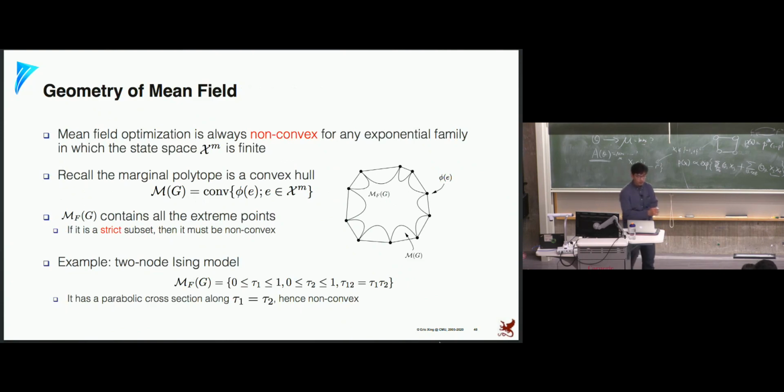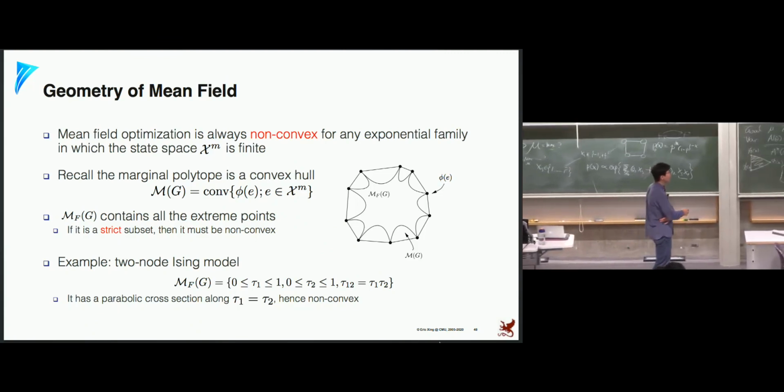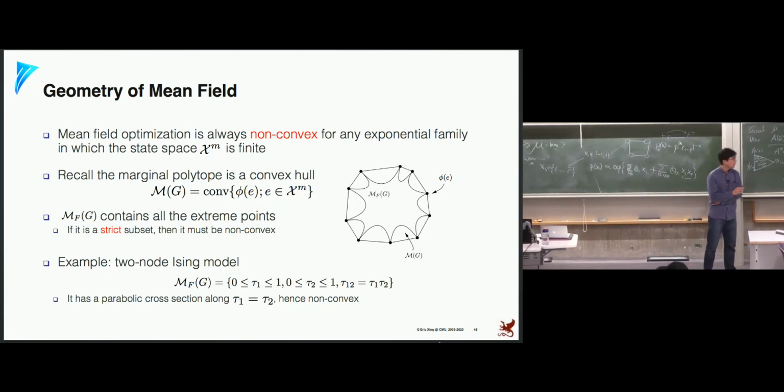As I said, the geometry of mean field is just an inner approximation. It preserves all the extreme points, because you can always realize the extreme points by realizing a distribution with only one indicator and all the others 0. You can also prove that these two sets are different, so there should be some non-empty region between these two sets. That's why the inner approximation is definitely going to be non-convex.